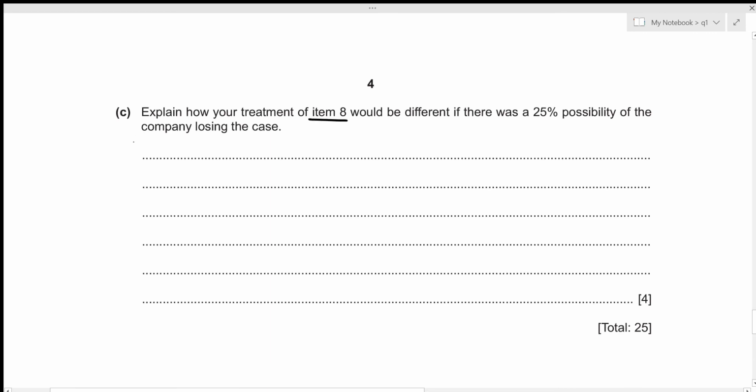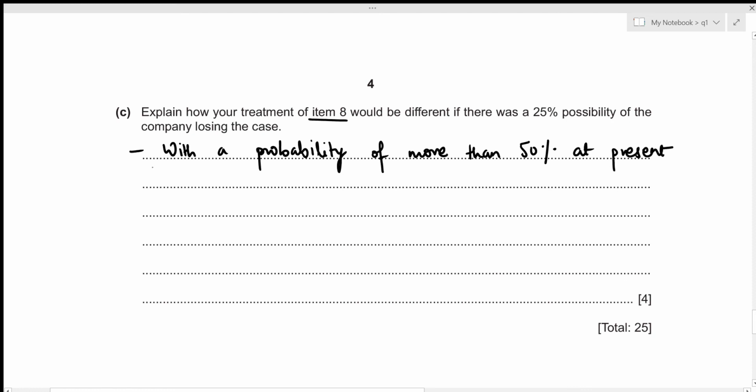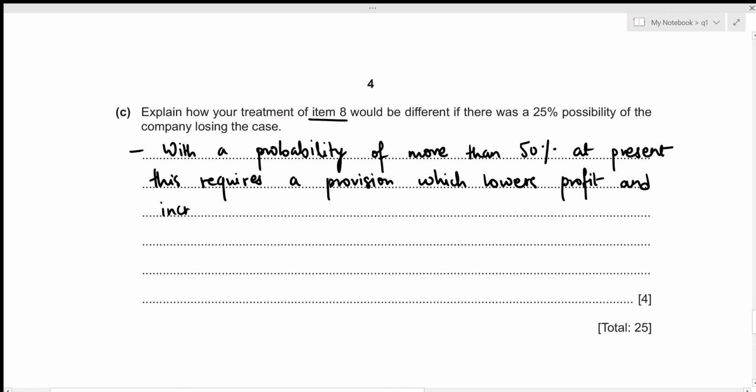Okay, with the probability of more than 50%, at present, because we were given the probability of 75%. This requires a provision which lowers profit, as we have to term it as an expense, and increases current liability since we have not yet paid this amount.